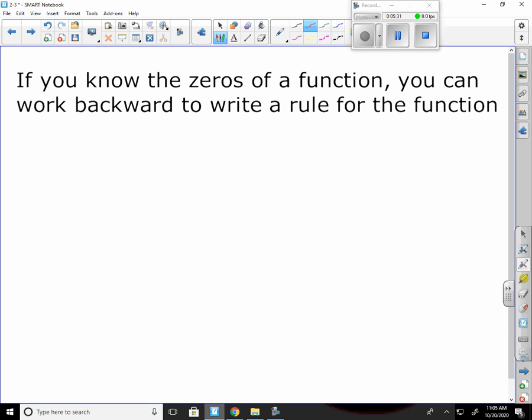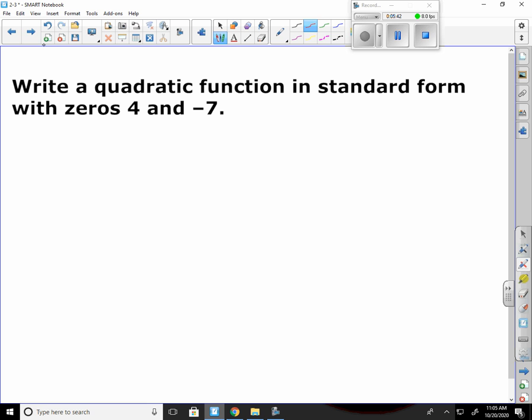All right, if you know the zeros of a function, then you can work backwards to write a rule for the function. This means if I'm given a question that says write a quadratic function in standard form with zeros 4 and -7, that means I can use those zeros to work backwards to find my quadratic function. So basically, I'm just going to roll backwards with this. I know x equals 4 and x equals -7.